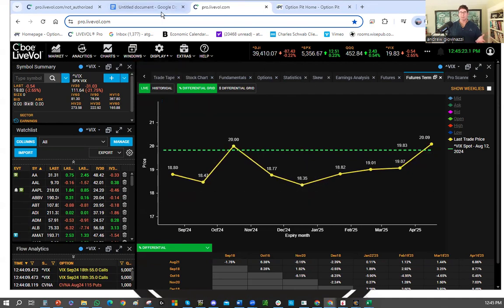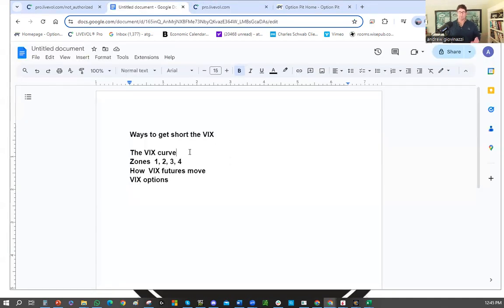What I do when I'm looking at the VIX curve itself is ask, where are you going to make your money? Is it the VIX shock?